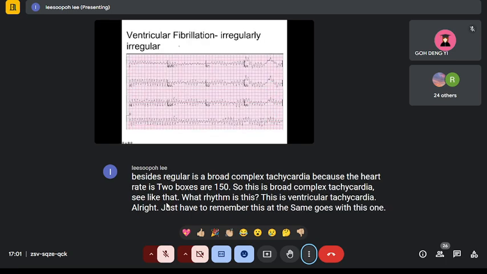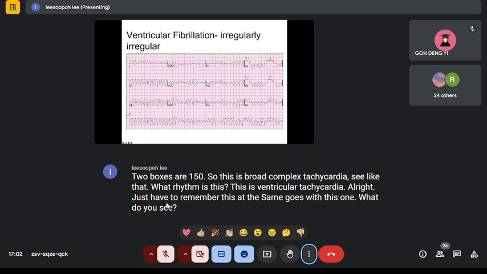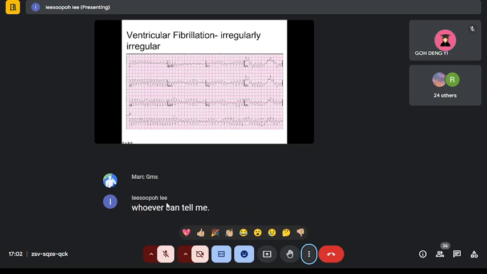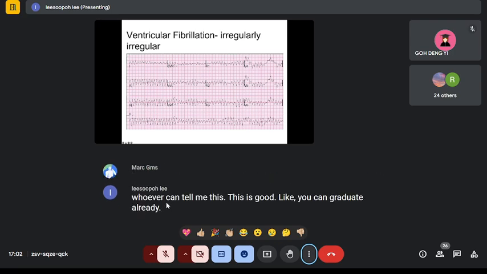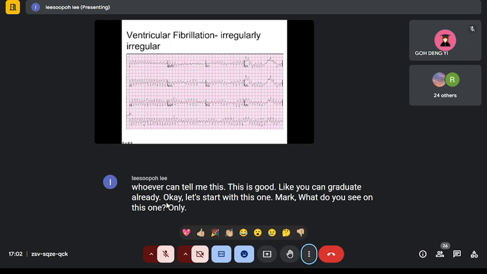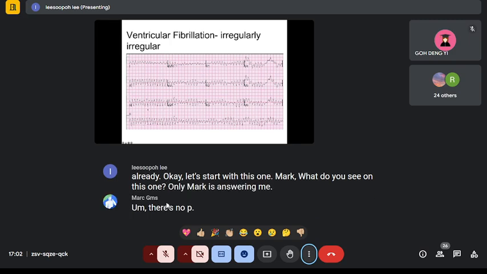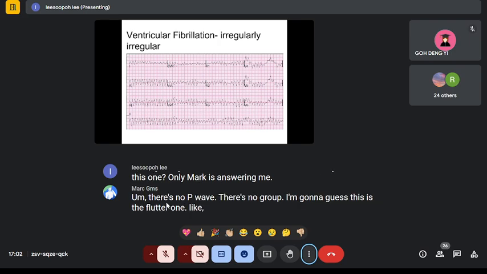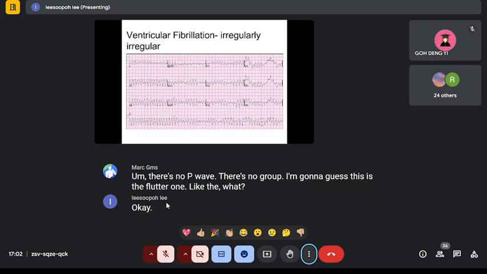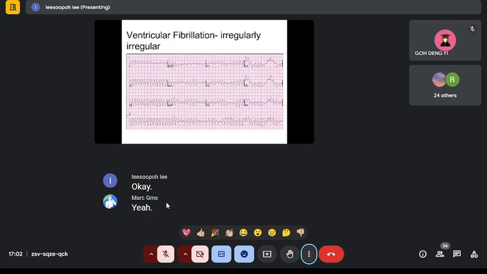Same goes with this one. What do you see? Anyone who can tell me this rhythm, you can graduate already. Okay, let's start with this one. Mark, what do you see on this one? There's no P wave. I'm going to guess this is the flutter one, the sawtooth. Yeah.